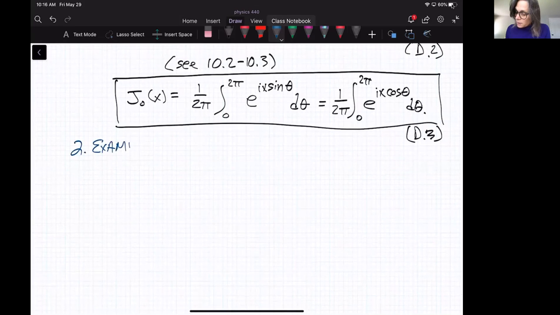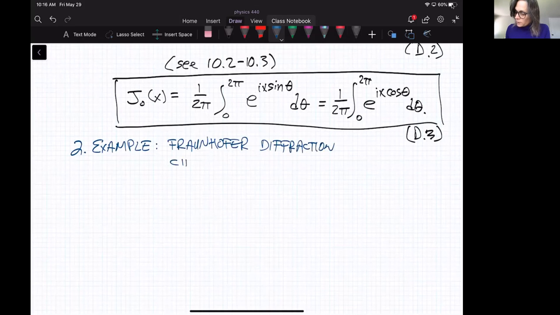basically Fraunhofer diffraction. So if we consider Fraunhofer diffraction through a circular aperture, the result of this actually, I mean, it starts off looking horrible, but then becomes really pretty straightforward. The idea is that you have some circular aperture and you've got light coming in to the aperture.